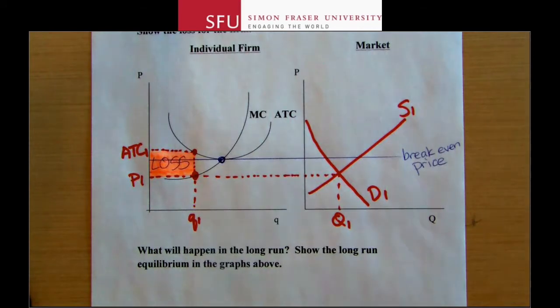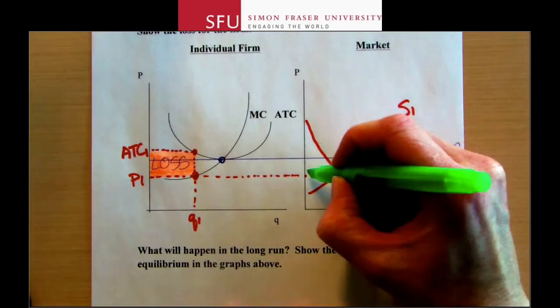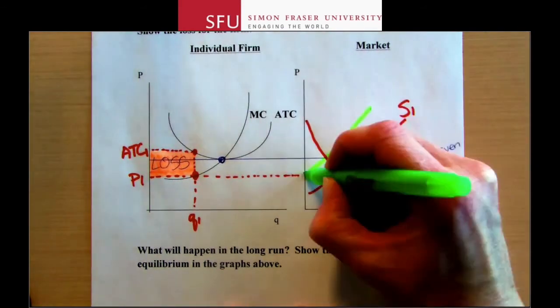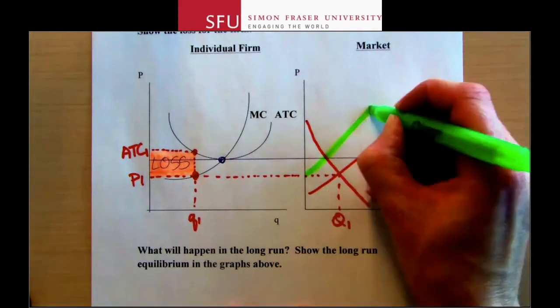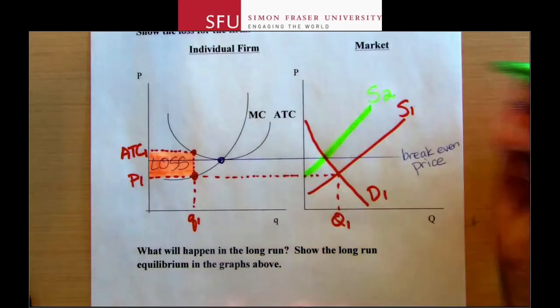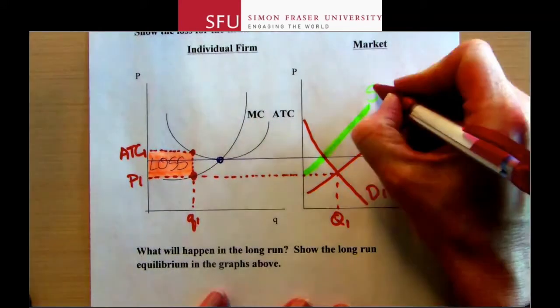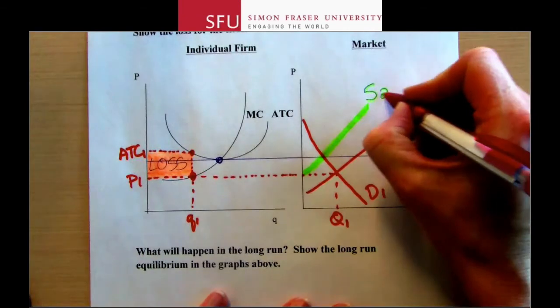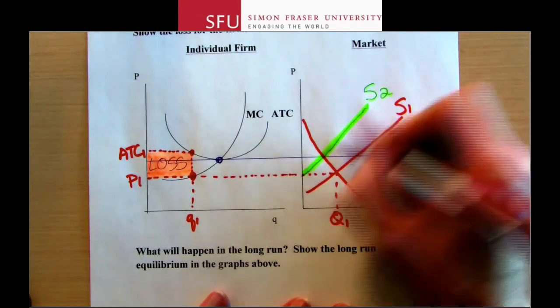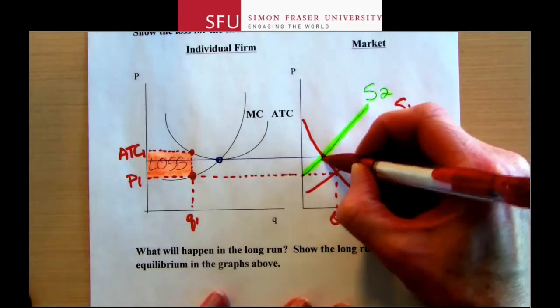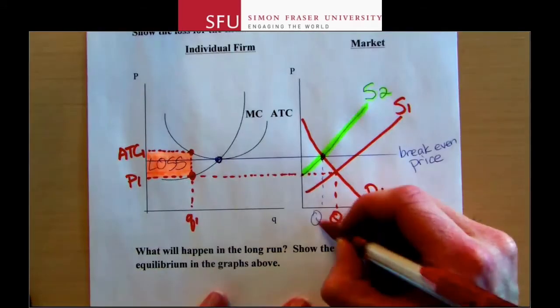Colors. It's green. Okay, so that's S2. Oops, it's hard to see it. S2. Okay, so then in the market, there will be a smaller quantity, Q2.